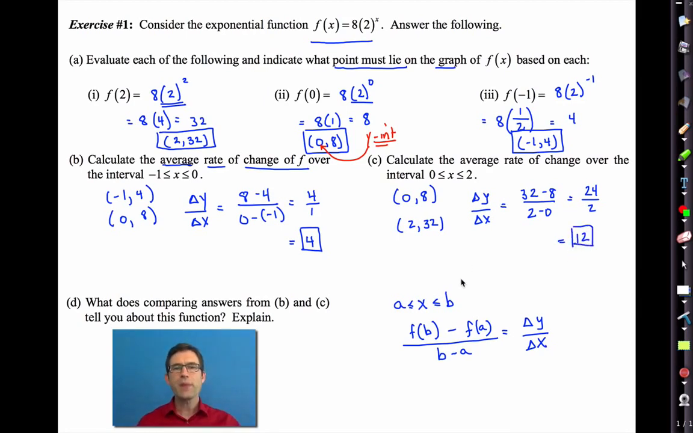Now, letter D is very important. It says, what does comparing the answers from B and C tell you about this function? Explain. I want you to think about this a little bit.